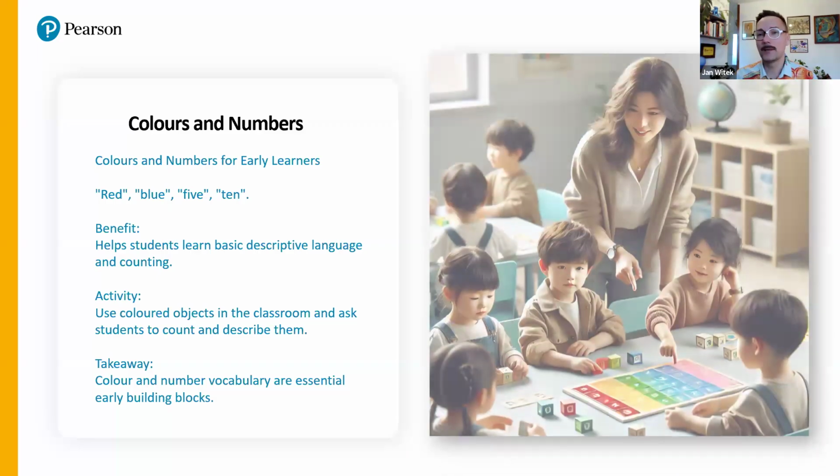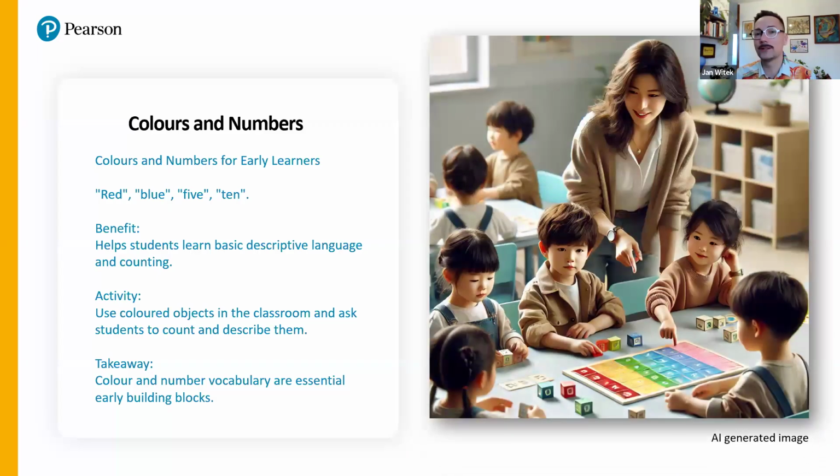Moving on, let's pay particular attention to practicing colors and numbers, such as red, blue, 5, 10. Use colored objects in the classroom and have students count and describe them. This helps students learn basic descriptive language. You can ask in the classroom, find me something red, find me something blue. Colors and numbers are essential building blocks for early learners. This also encourages students to observe the surroundings more carefully, so mindfulness is also equipped.